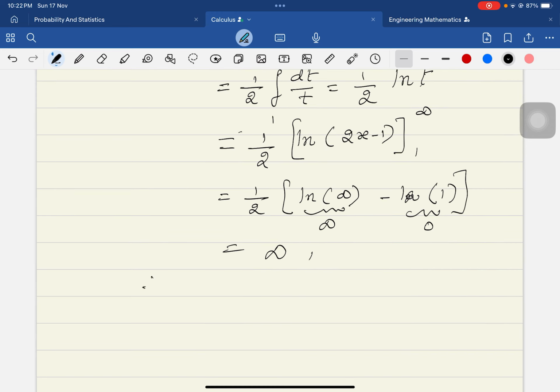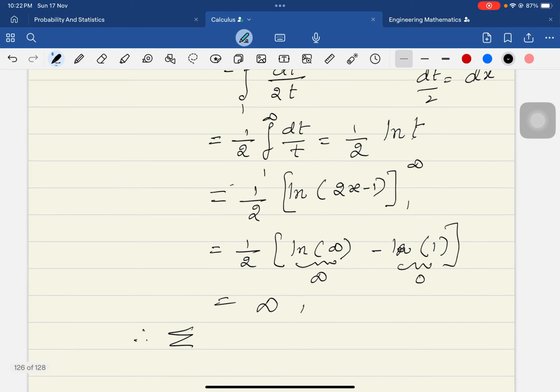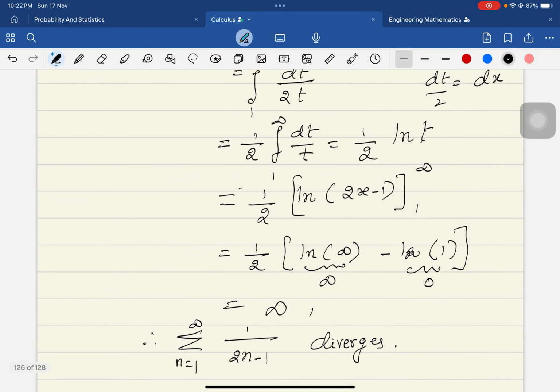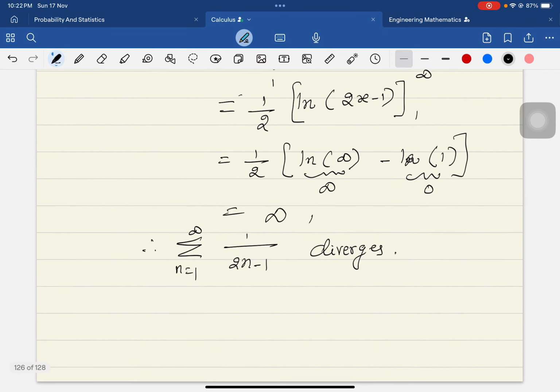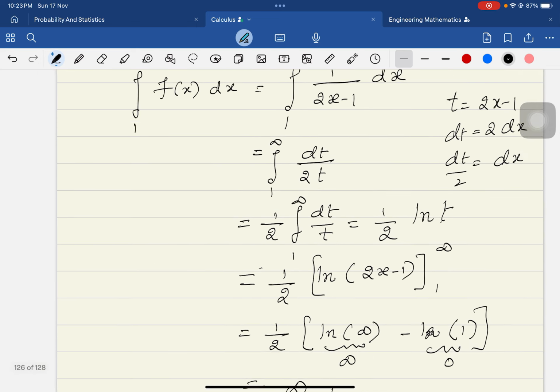So we can say, since the integral is infinite, the series summation n equals 1 to infinity 1 over 2n minus 1 diverges by the integral test, because you got an infinite value for the integral, and hence it is a divergent series. I hope you could understand.